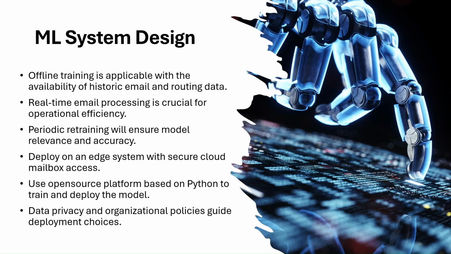We can deploy this model on an edge system, or a local system, because the company has some concerns over proprietary information, data protection and security. So the machine learning solution cannot go to the cloud. That would be a local system. We need to host the system, but it needs to connect to a secure cloud mailbox with restricted access. We can use an open source platform based on Python to train and deploy the model. We can use data privacy and organizational policies to guide the deployment choices and some needs for data protection and security compliance applications.